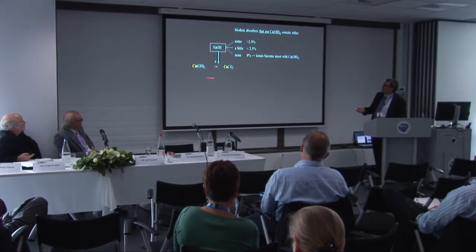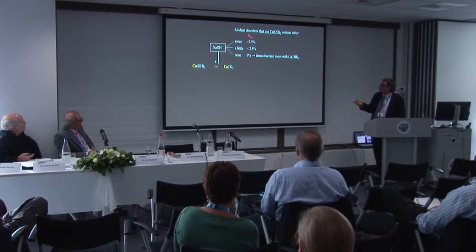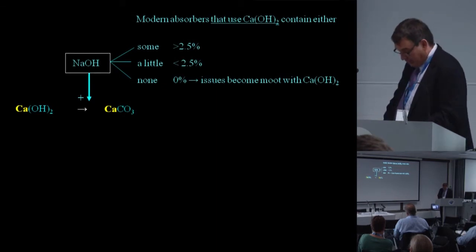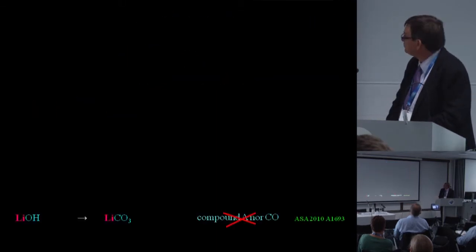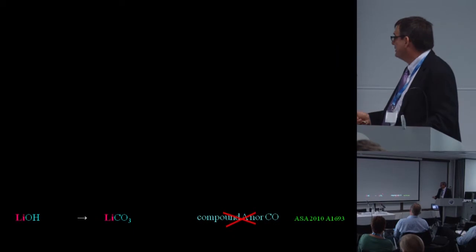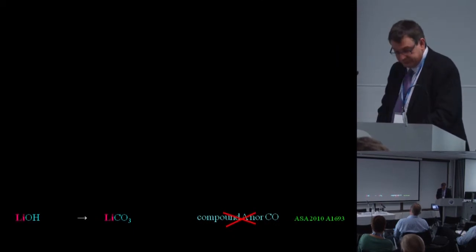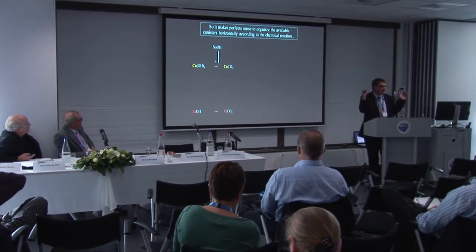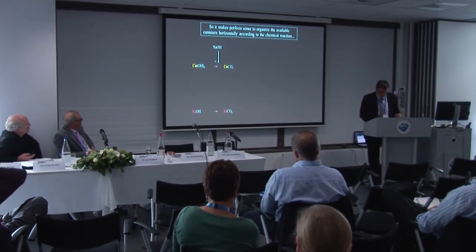Modern absorbers that use calcium hydroxide contain either some, and this is my arbitrary definition, so you're welcome to argue with this, some, 2.5% weight percentage, a little or no sodium hydroxide. If there's no sodium hydroxide, the issue of compound A and carbon monoxide become moot. With lithium hydroxide, these are just non-issues. So it makes perfect sense to organize the canisters according to the chemical reaction.